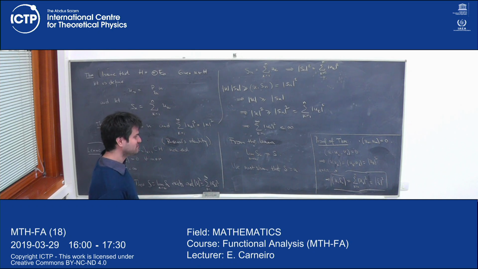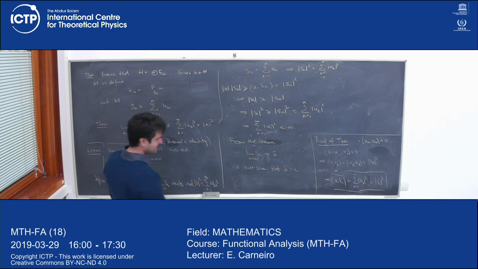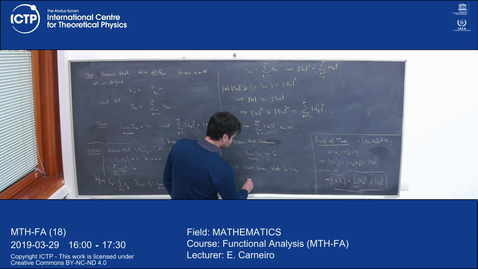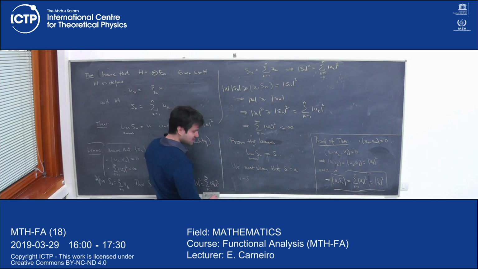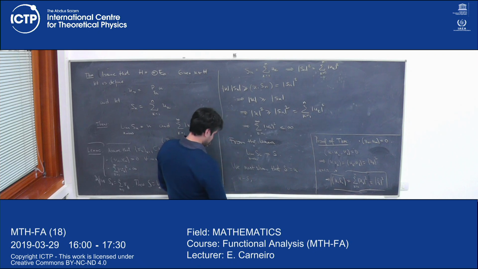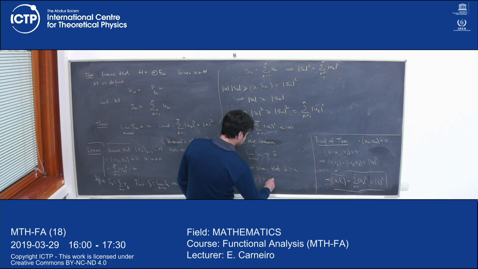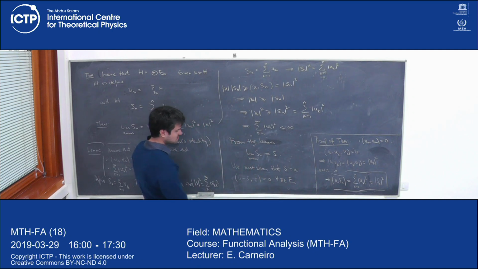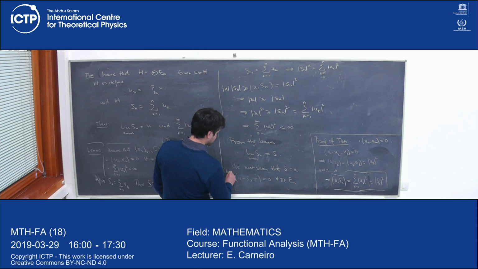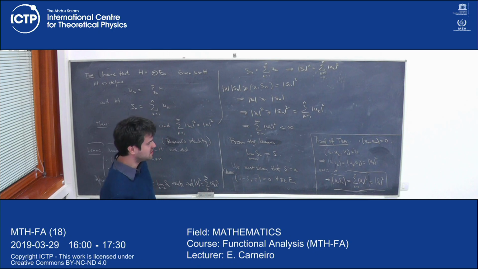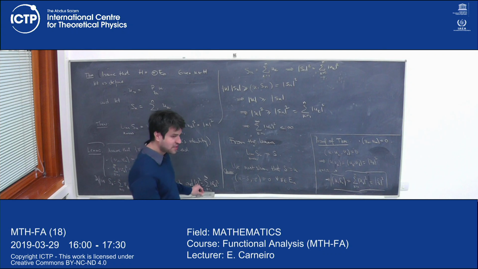Let us try to show that U minus S against V is 0 for any V in the space En. Claim. Let's prove this claim: U minus S against any V in En is 0. How do we do that?